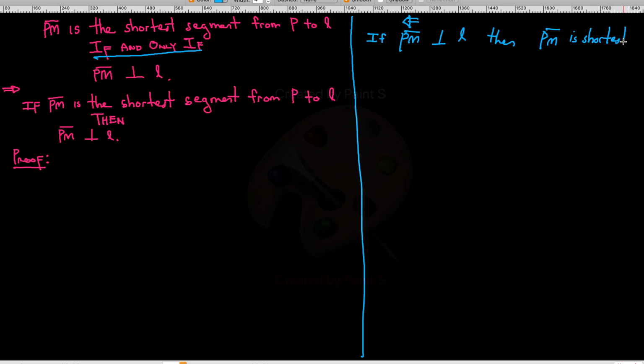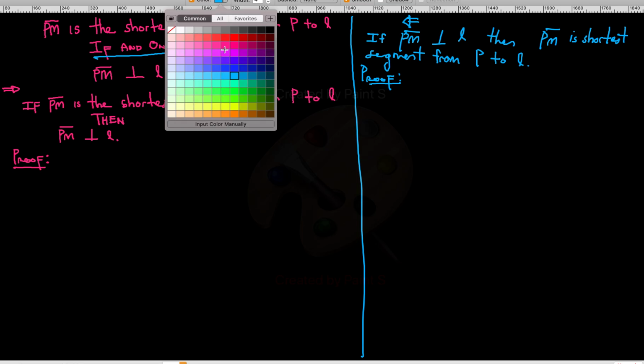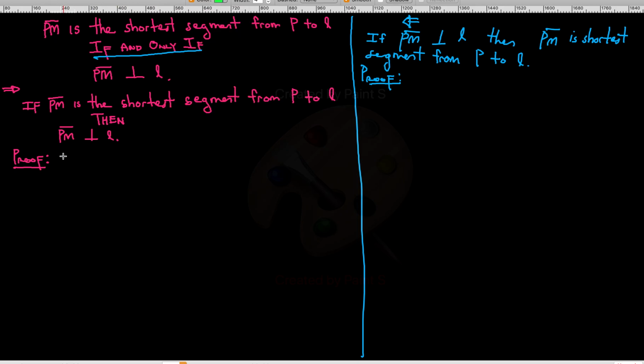from P to L. And in both of these proofs, I'll do the other direction in just a second, but in both of them, you want to assume the opposite of the hypothesis. So you want to assume the hypothesis false. So I want to say assume.